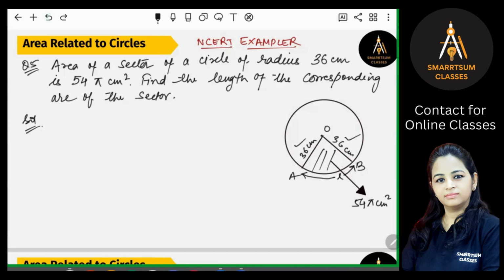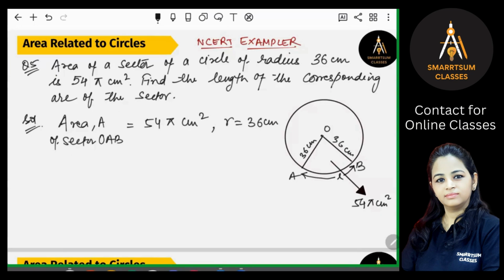Now in this question, very first we will write down what is given. Area of the sector OAB, that is A, equals 54 pi centimeter square. Radius is also given, that is 36 centimeter. Now we have to find the length of the arc. Suppose L is the length of the arc AB.